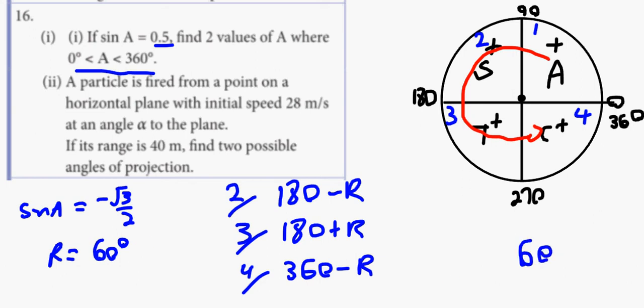Oh, sorry, no, the first answer is not 60 degrees. Excuse me. Sine is negative, isn't it? Which two quadrants is sine negative in? Pick them out for me. Which ones are they negative in? Third and fourth. What's the rule for the third and fourth that I have on the board?